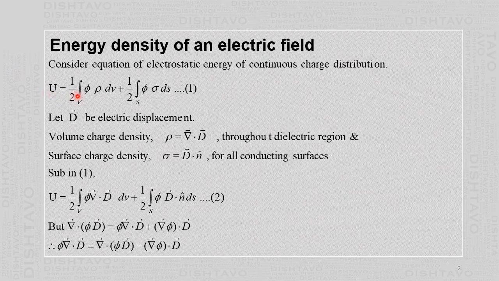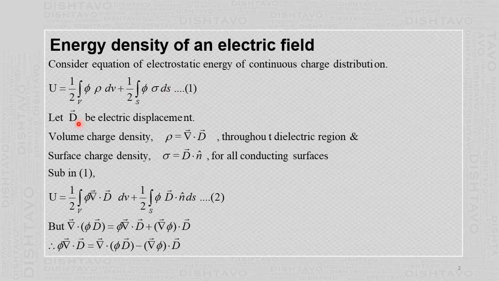This was derived in the previous lecture: the energy of the continuous charge distribution is half the volume integral of phi rho dV plus half the surface integral of phi sigma dS. It is equation 1.